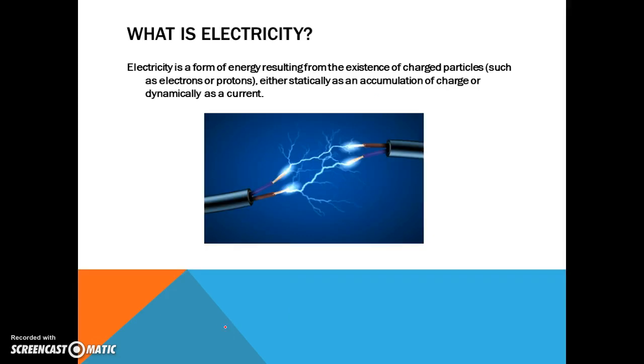But first, what is electricity? Electricity is a form of energy resulting from the existence of charged particles, such as electrons or protons, either statically as an accumulation of charge or dynamically as a current.